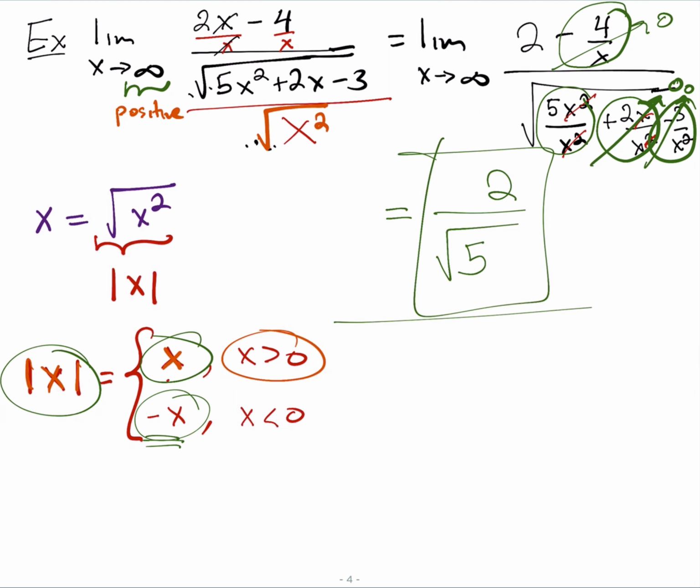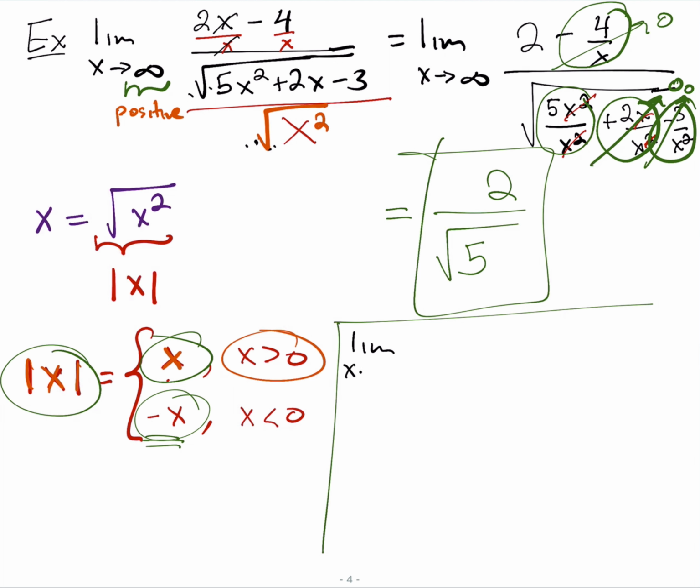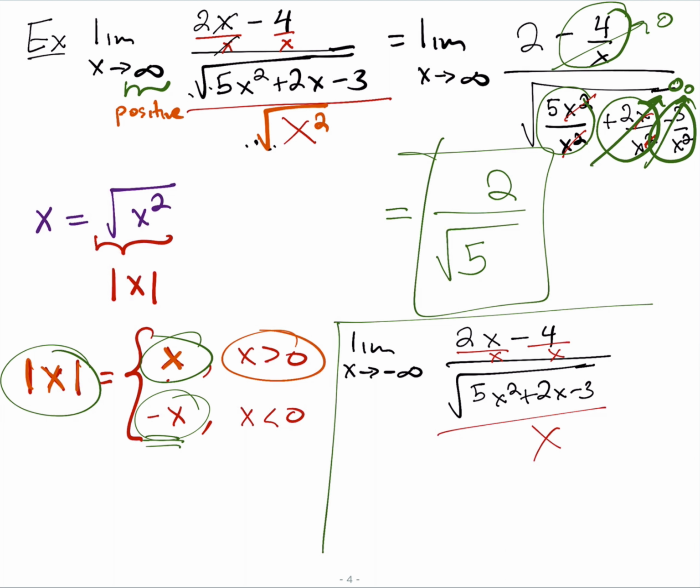Okay, now we don't have to write down absolutely everything again, but let's say we have the limit as x goes to minus infinity of 2x minus 4 over the square root of 5x squared plus 2x minus 3. Let's say we do the same thing. Divide by x, divide by x, divide by x, right? So what do I need to do? I need to turn the x into square root of x squared, so that I can combine the radicals.